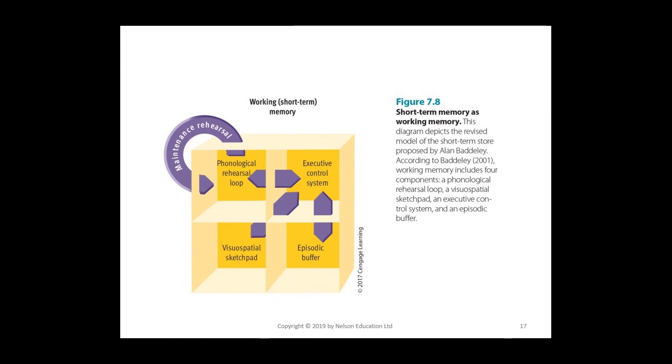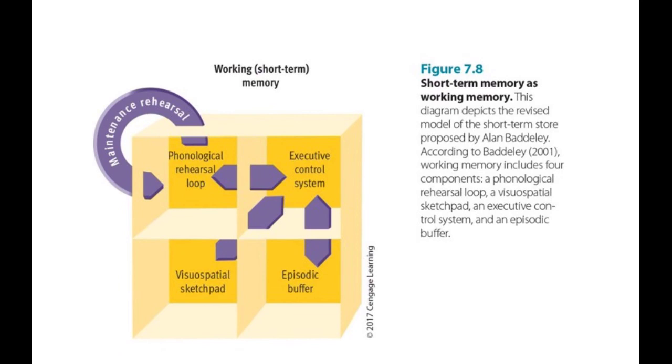In figure 7.8, in terms of looking at short-term memory as working memory, this diagram depicts the revised model of short-term store proposed by Alan Baddeley. According to this researcher, working memory includes 4 components: a phonological rehearsal loop, a visuospatial sketchpad, an executive control system, and an episodic buffer. And Baddeley's model of working memory has generated an enormous volume of research.